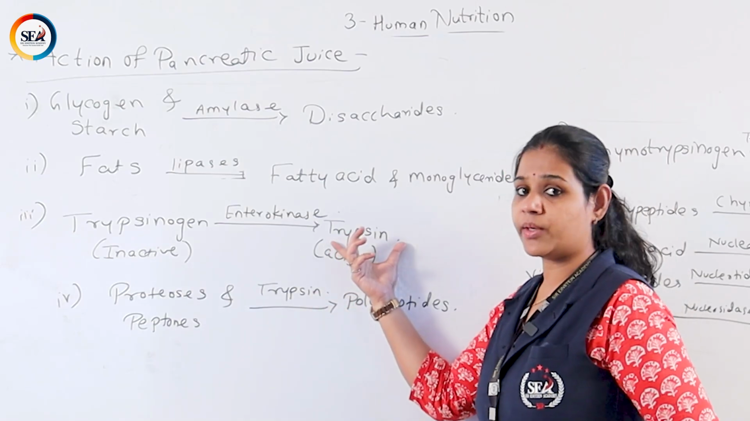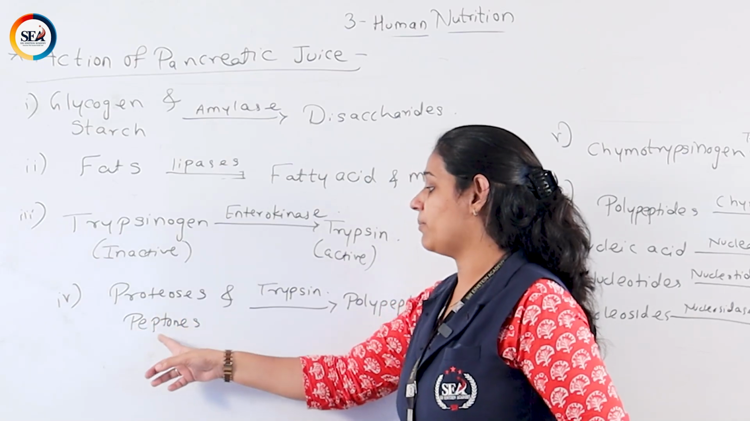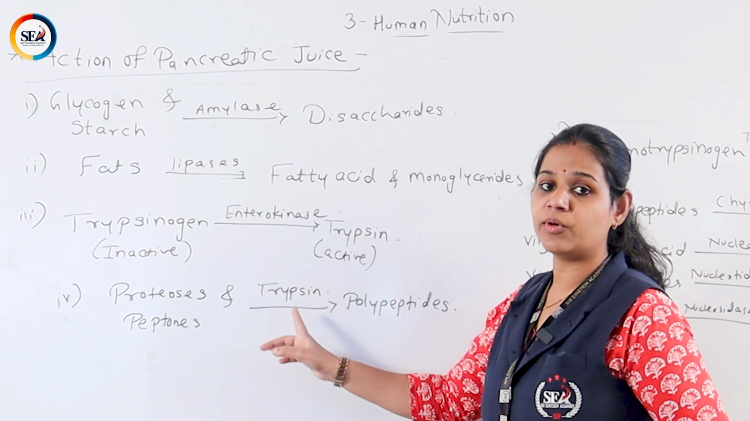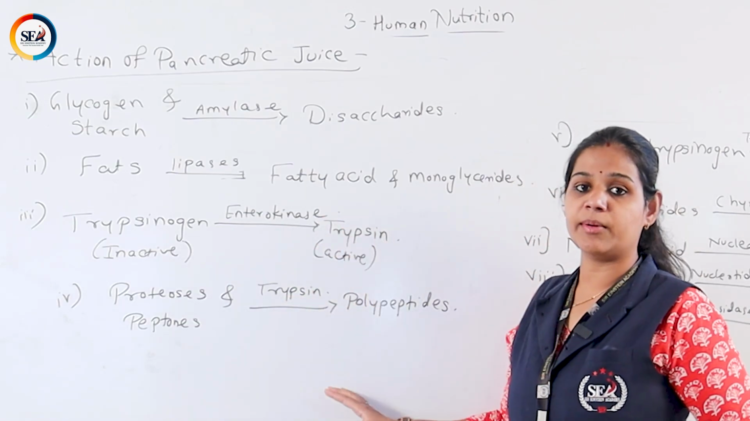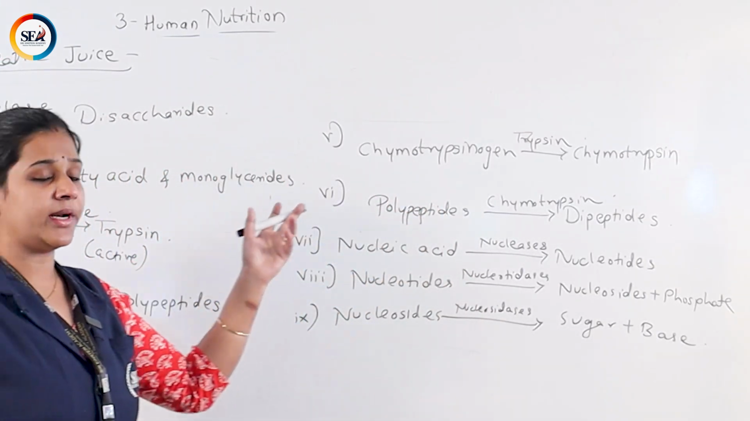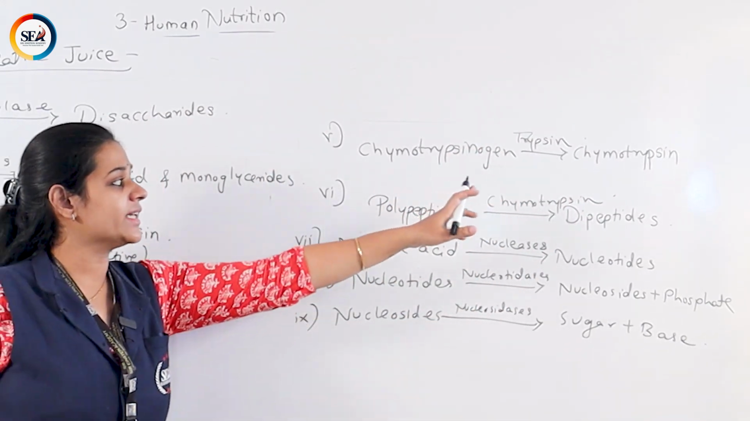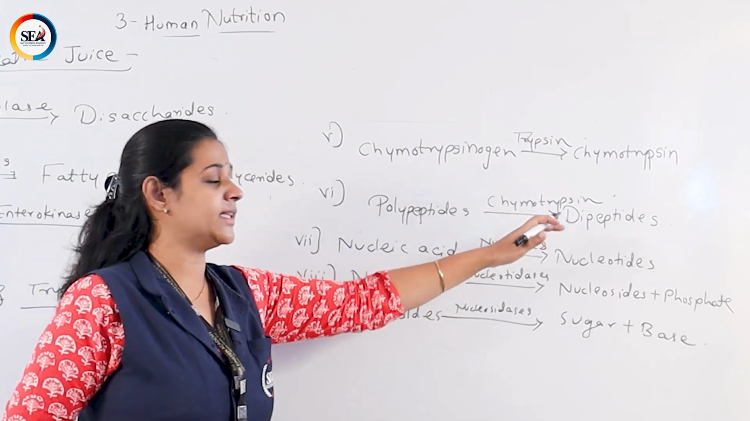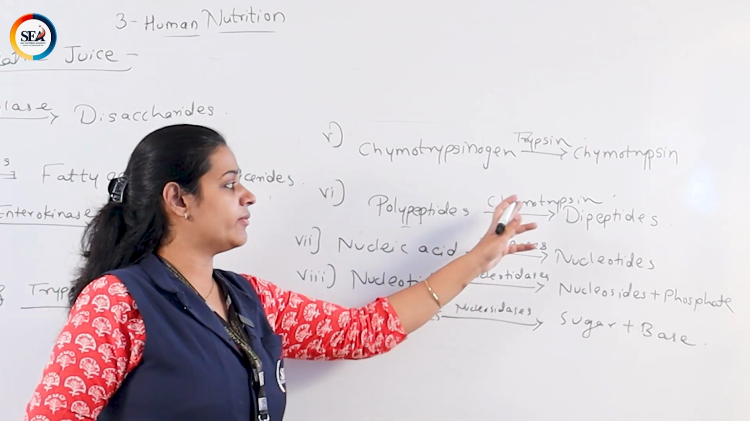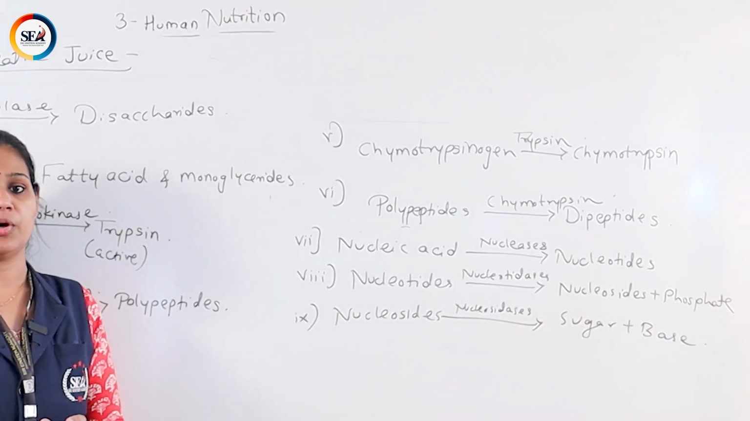Fourth step, the trypsin, which is now active, takes part in the next reaction: it converts proteoses and peptones into polypeptides. Next, chymotrypsinogen, also an inactive form which we have already seen, is converted into chymotrypsin with the help of trypsin. Next, this chymotrypsin, the active form, converts polypeptides into dipeptides with the help of which enzyme? Chymotrypsin.